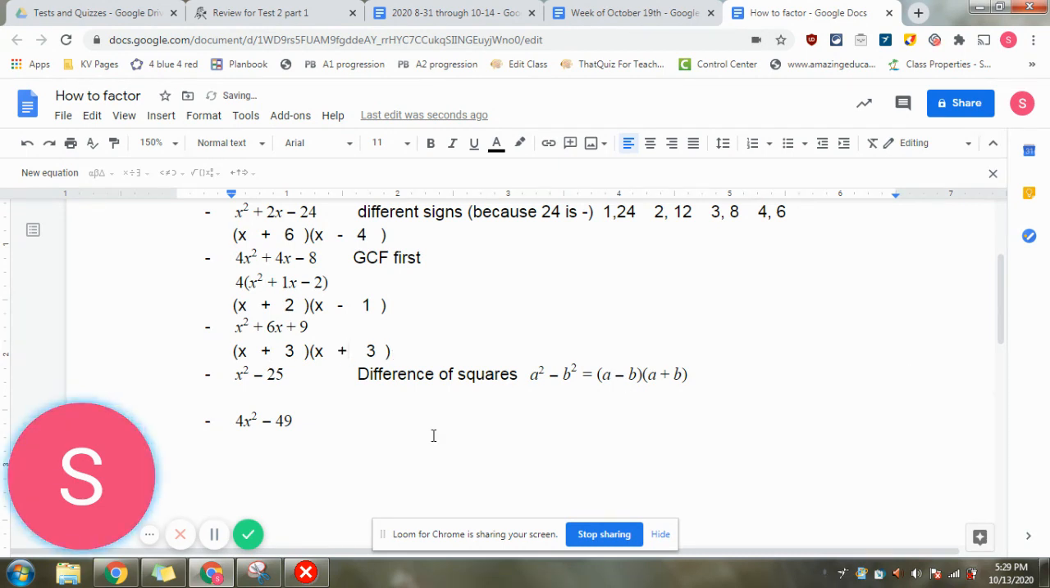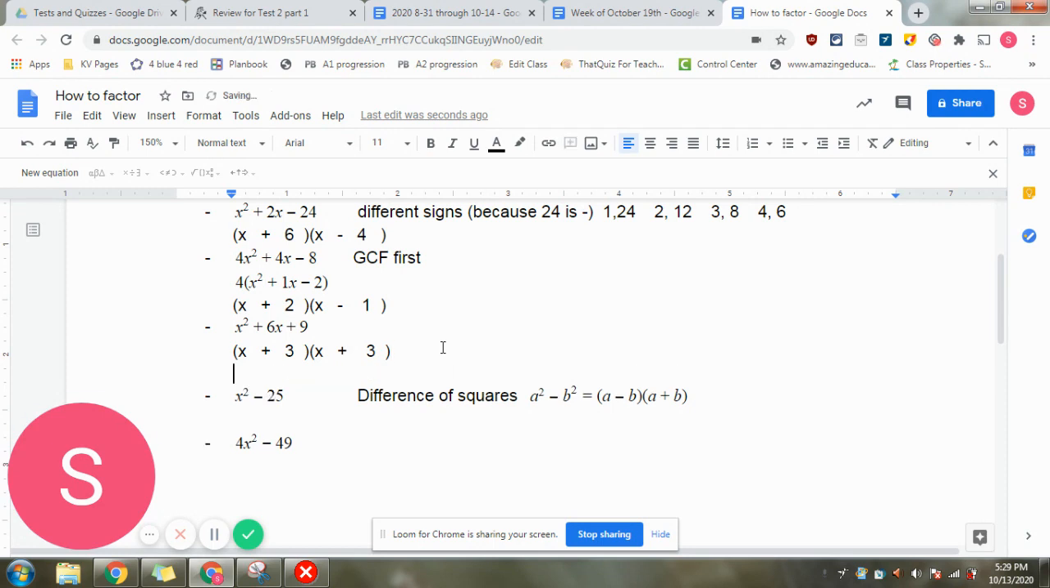Alright, last one's here, difference of squares. So we're going to take x squared minus 25, and we're going to write it into two sets of parentheses, two binomials here. So for the difference of squares, there's a formula you can use, but when the first term is a perfect square, something to the second power, and the second one is also a perfect square, something to the second power, then you can apply this little formula.